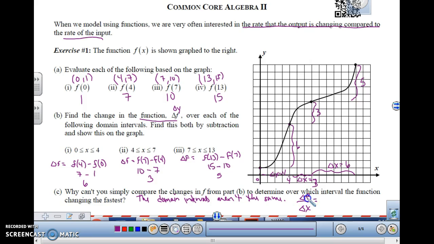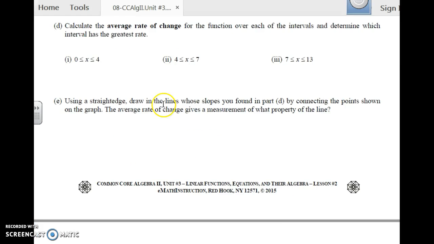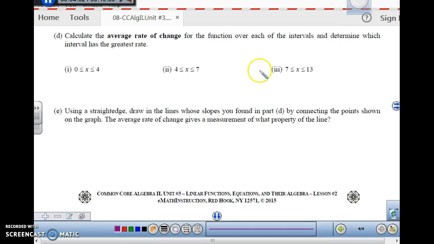So you can't just take the delta f without taking the delta x into account. Your change in output is compared to the change in input, not just the change in the output. So you can't just say this is 6, this is 3, this is 5, and take the rate of change. You also have to take into account the change in the x as well. Let's calculate the average rate of change for the function over each of the intervals and determine which interval has the greatest rate. Okay, remember the average rate of change is delta f over delta x, or we usually see it as delta y over delta x.